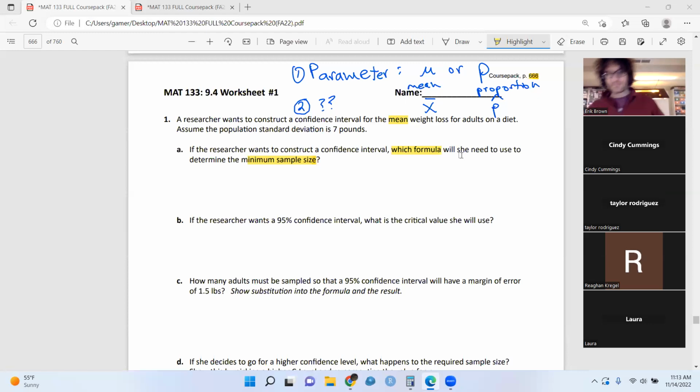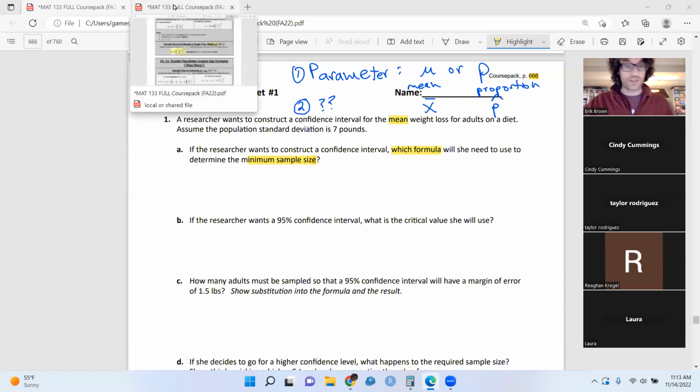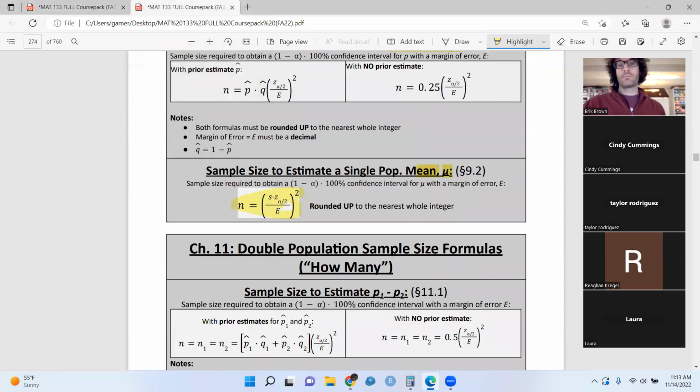I'm a little stuck on B. So, good question. Comes from the formula. In the formula, what is the critical value? Circle it. That thing. Does that help?